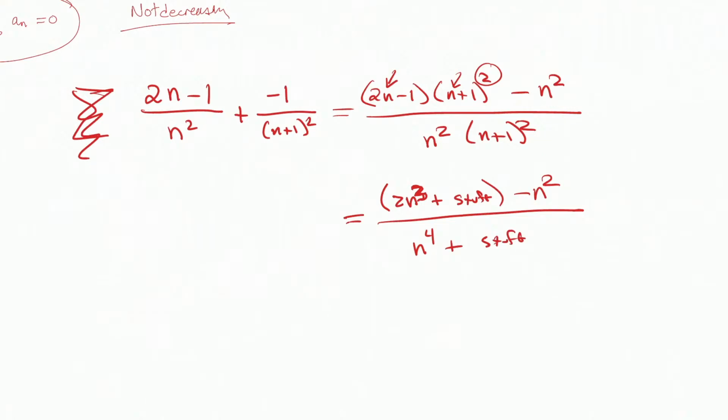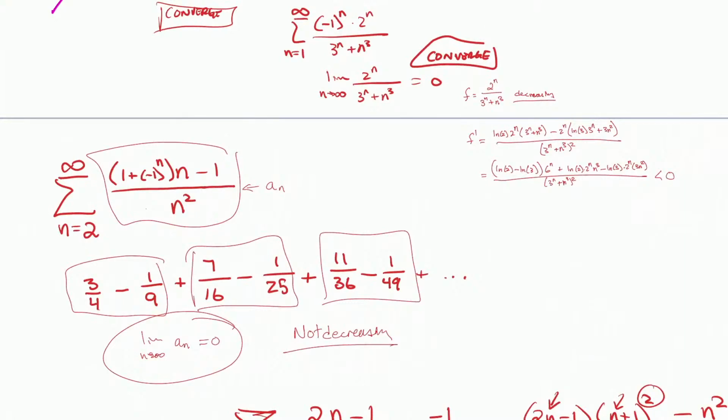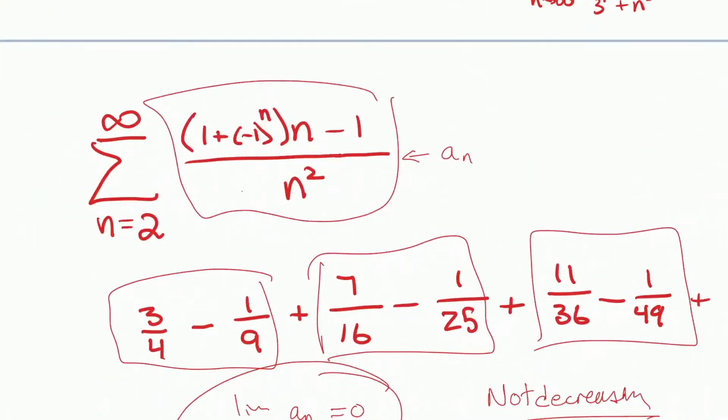Okay, so the important thing to note here is that this is going to be 2n cubed plus some stuff over n to the 4th plus some stuff. Hopefully you recognize that if we did a limit comparison of this with 1 over n, the limit will be finite, like 2 or something, and this thing diverges because that diverges. So that's why this thing diverges. I just wanted to show you an example where it does diverge, even though we have an alternating series.